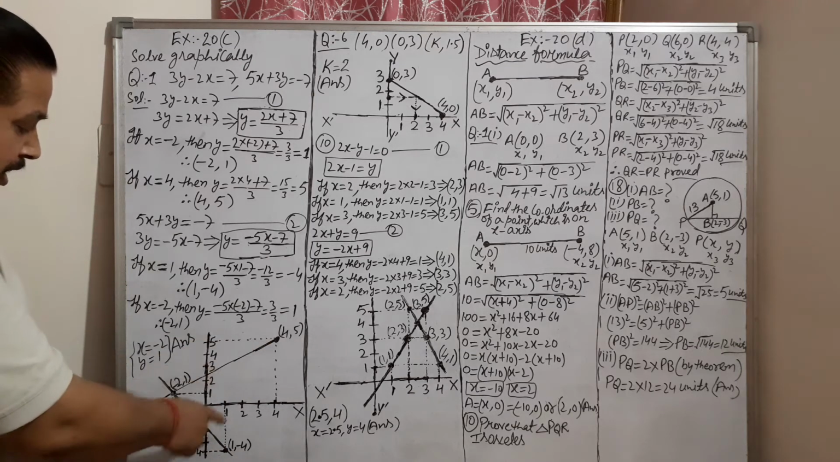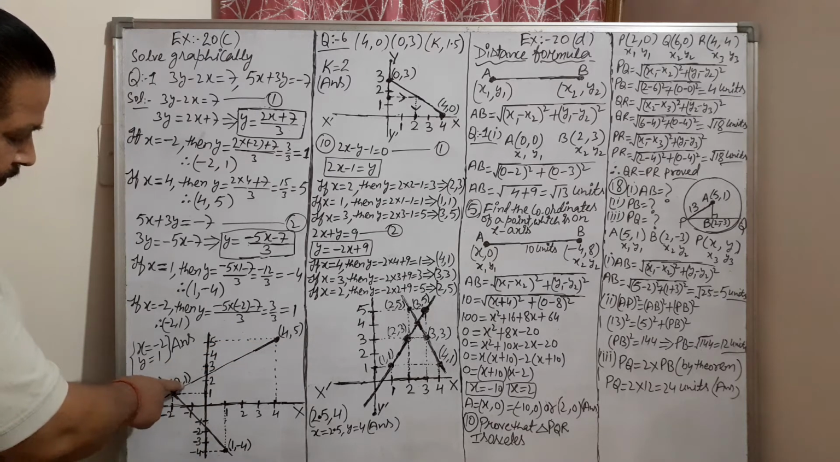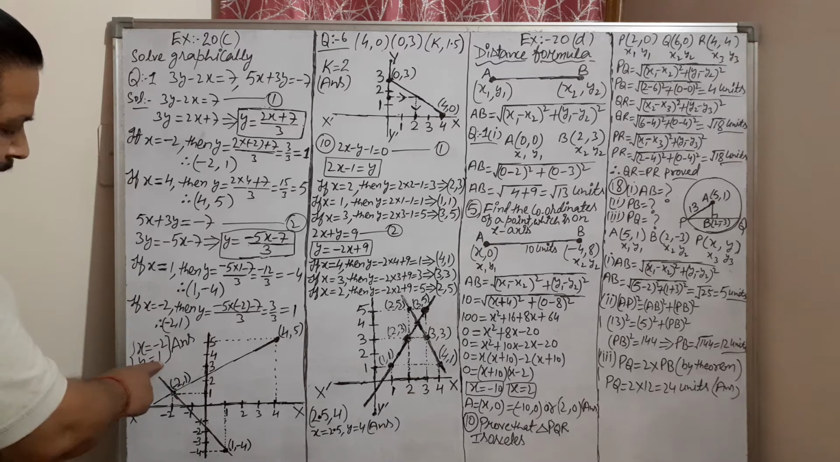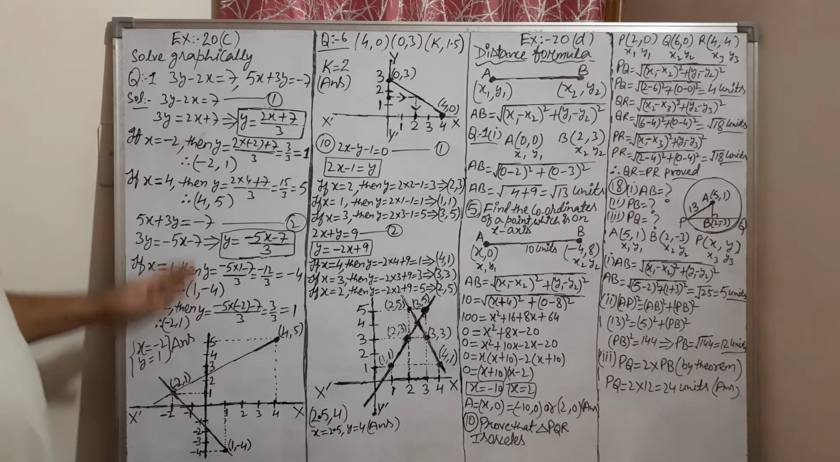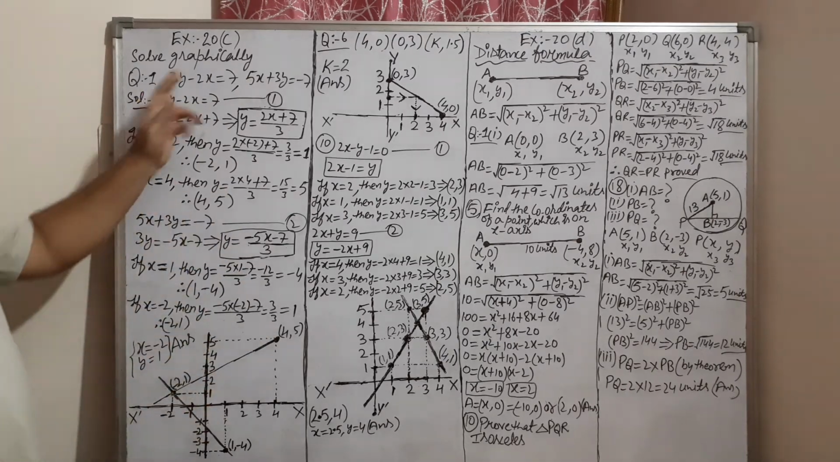Now what will be your answer? Where are these lines intersecting? These lines are intersecting at minus 2 comma 1. So x will be minus 2 and y will be 1. This is your answer. So this is the method to solve any two equations together.